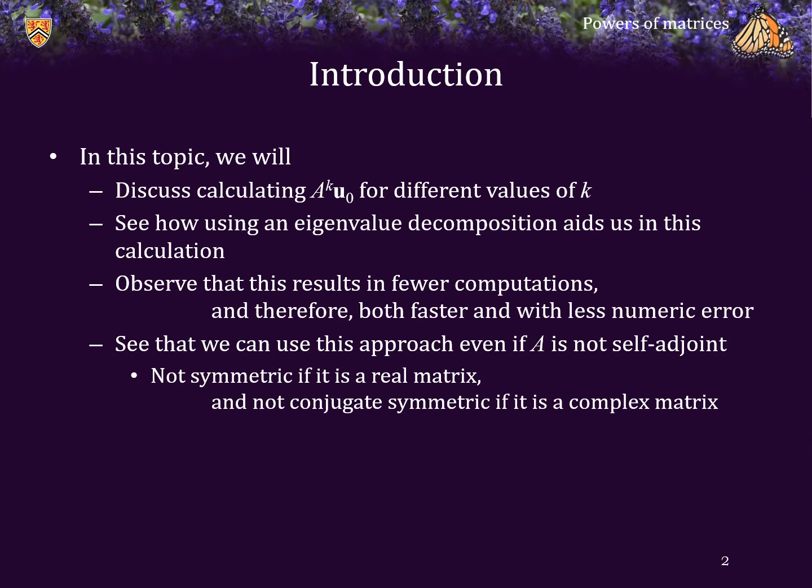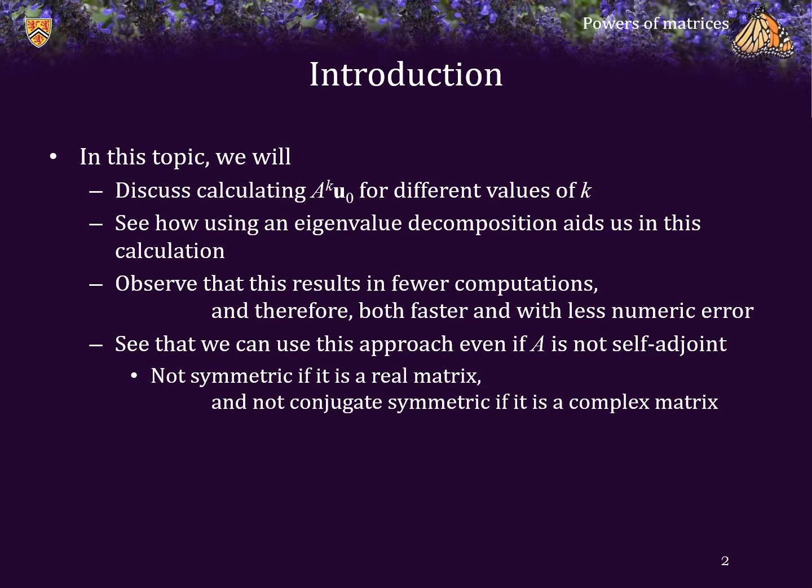So in this topic we will discuss calculating a matrix raised to the power k times a vector u0 for different values of k, including potentially, if the matrix is invertible, for negative powers of k. We will see how using an eigenvalue decomposition aids us in this calculation. We will observe that this will result in fewer computations and therefore will be both faster and have less numeric error. We will see that we can use this approach even if the matrix A is not self-adjoint.